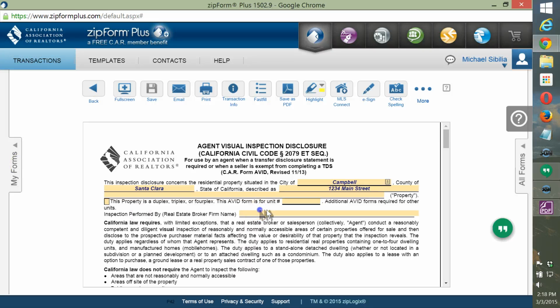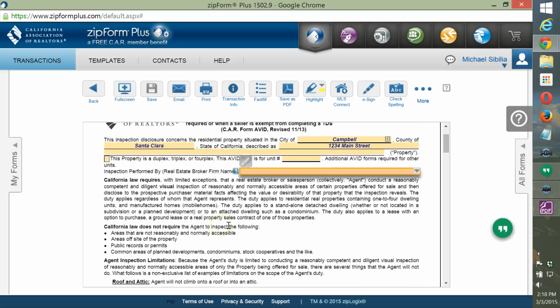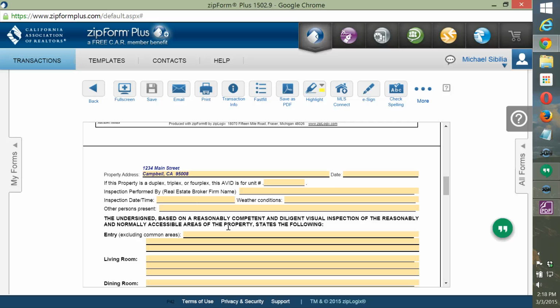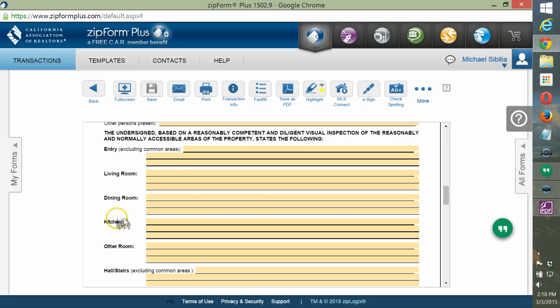Inspection performed by, this is the name of the office. Notice that didn't get auto-populated. Not all of them work beautifully. And inspection performed by, this is for unit, it's inspection date, time, weather conditions, other persons present, and then you would go through and write in things that you noticed.